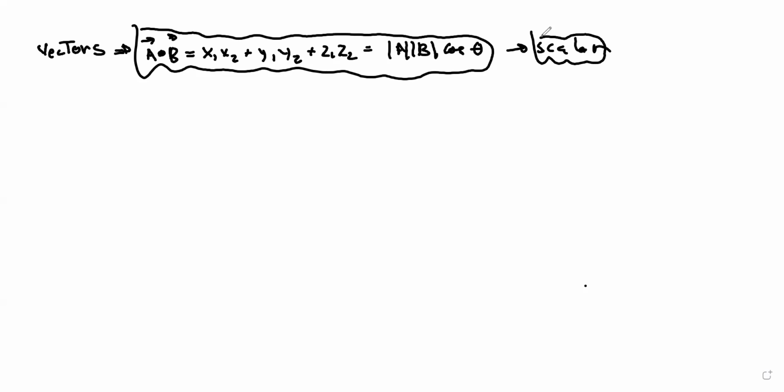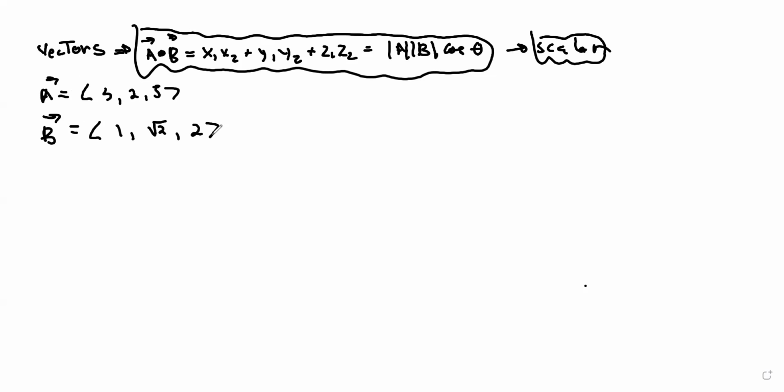Okay, so let's do an example. Let's say we have the vector A, whose coordinates are 3, 2, and 5. And let's have another vector B. This vector B is going to be 1, square root of 2, and 2.